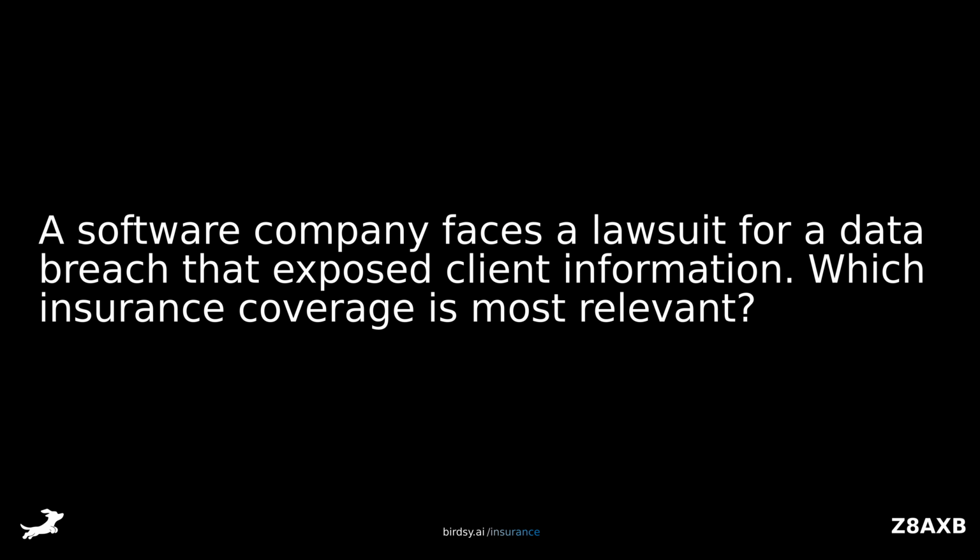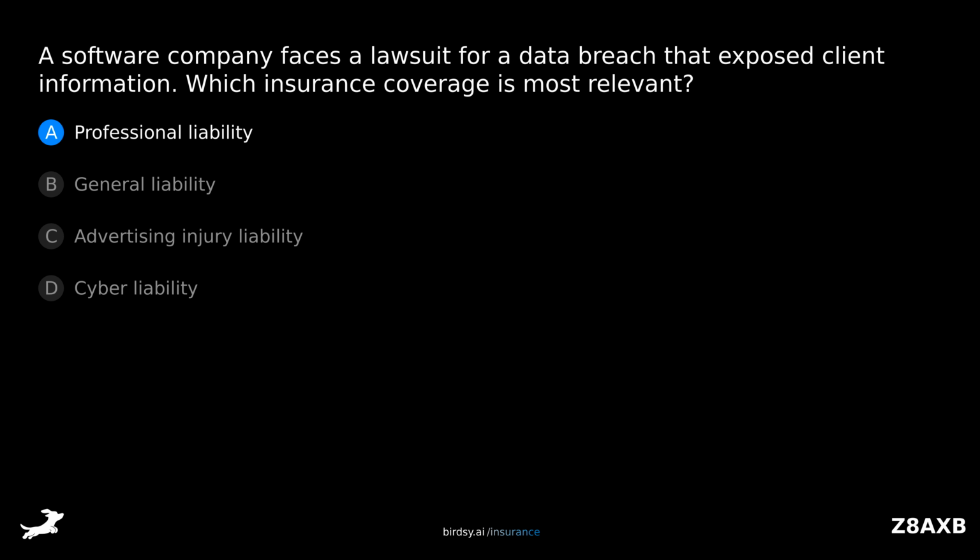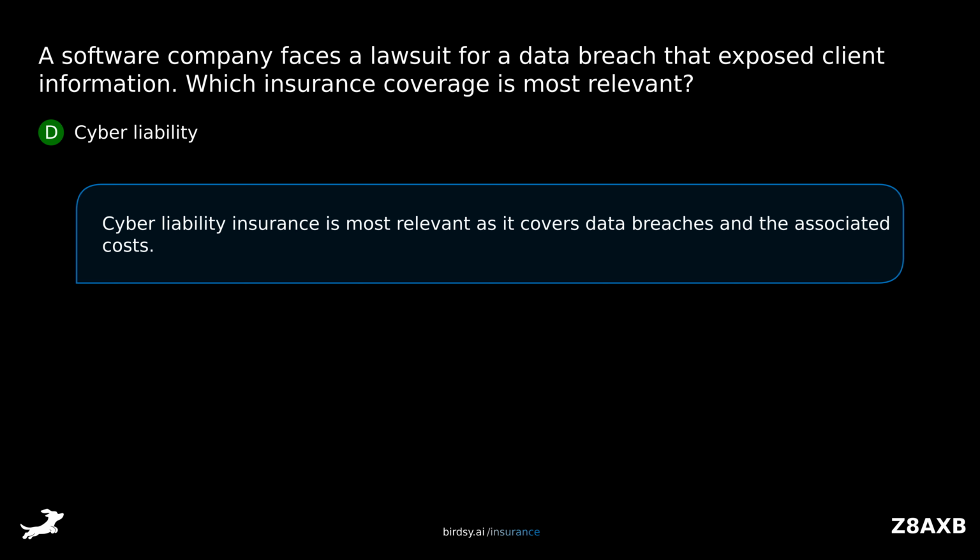A software company faces a lawsuit for a data breach that exposed client information. Which insurance coverage is most relevant? Is it A, professional liability, B, general liability, C, advertising injury liability, or D, cyber liability? The answer is D, cyber liability. Cyber liability insurance is most relevant as it covers data breaches and the associated costs.